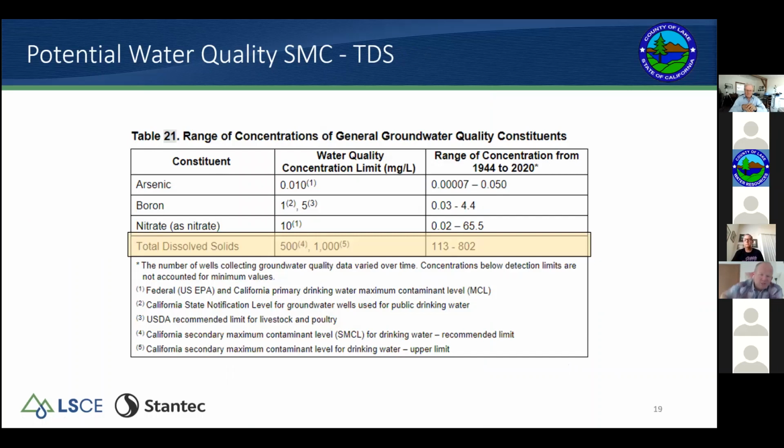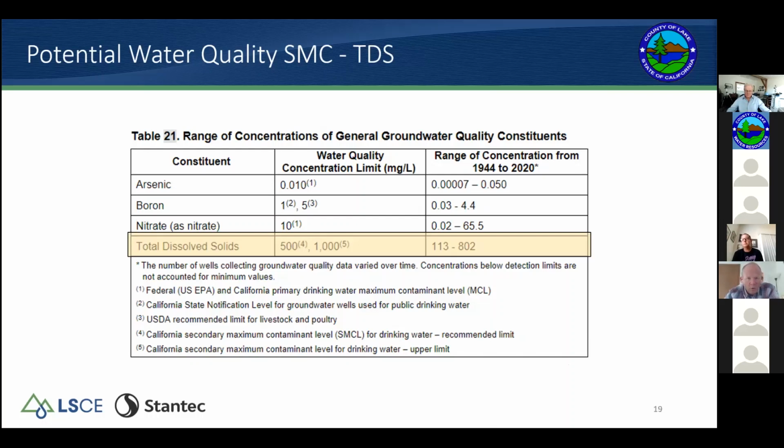Then we get to total dissolved solids. Total dissolved solids gives you a general indicator of the water quality. It's not a specific parameter or variable. It's just an indicator of the general water quality of the system or from the aquifer. In a lot of these GSPs, electrical conductivity or TDS are generally utilized as the water quality parameter for establishing the water quality SMC.